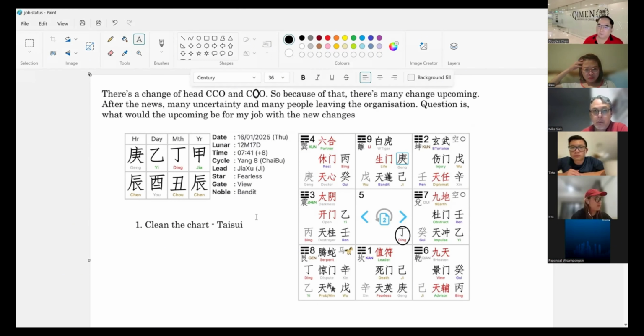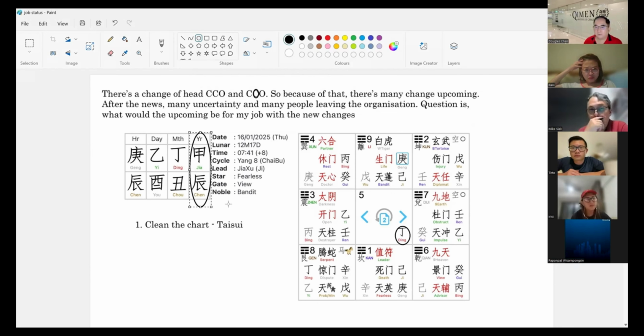Next, the Tai Sui here is Jia Chen. Jia Chen is Jia Chen Ren. You all know, right? This is a hidden stem. The emperor Jia Chen equals Ren. So in this case, the Ren is activated here, box number 7. There's an emptiness over here. This circle is being cancelled off already, or we call it filled. So that's step 1.